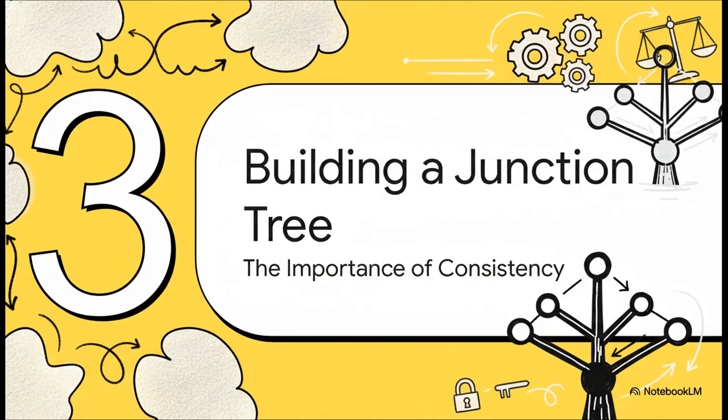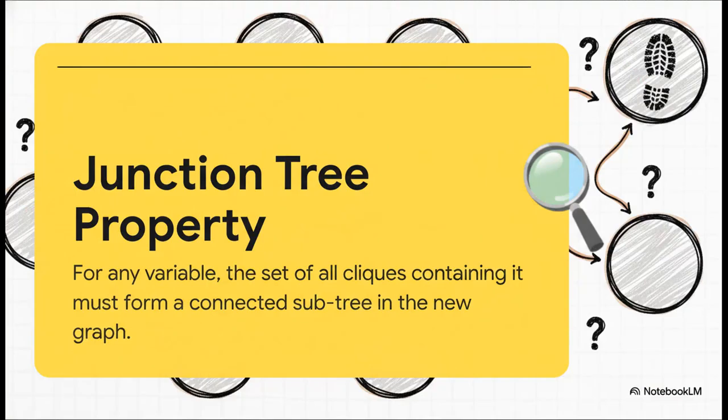But hold on, you can't just throw these clusters together and call it a day. For the whole thing to work, for the math to actually give us the right answer, this new tree has to follow one very, very important rule. It has to be consistent. And that rule is called the junction tree property. It sounds a little technical, but the idea is actually pretty intuitive.